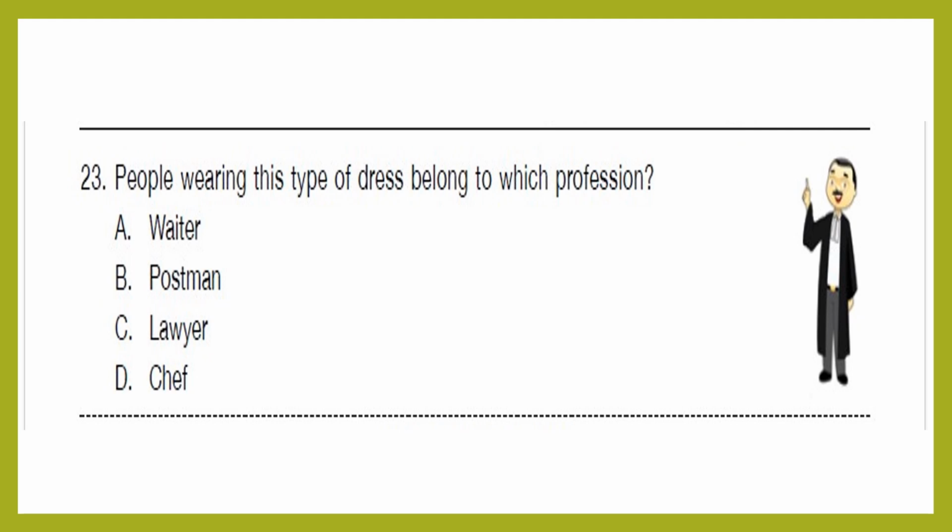Question number 23. People wearing this type of dress belong to which profession? Option A, waiter. Option B, postman. Option C, lawyer. Option D, chef. And the answer is option C, lawyer.